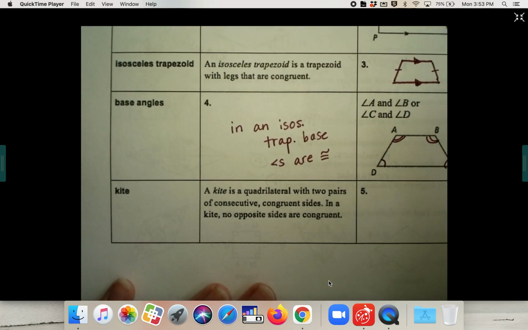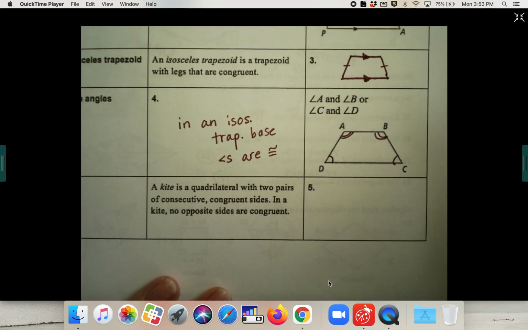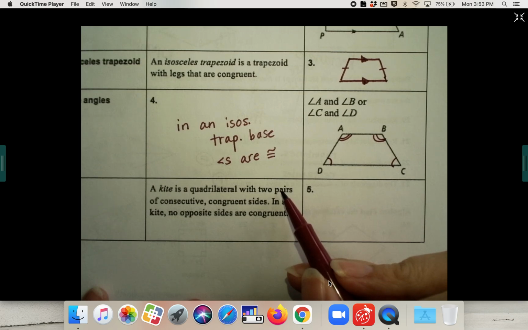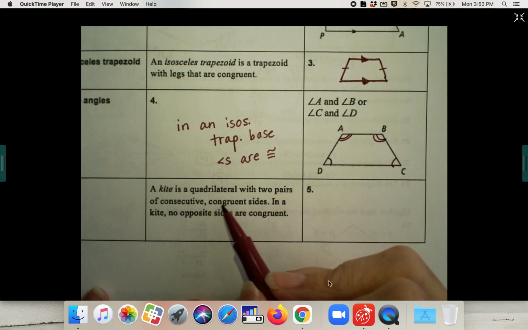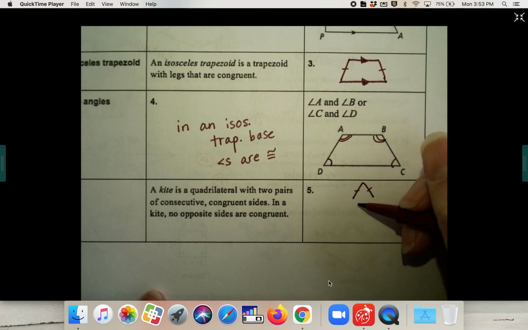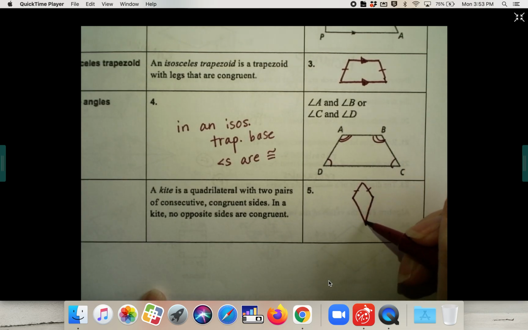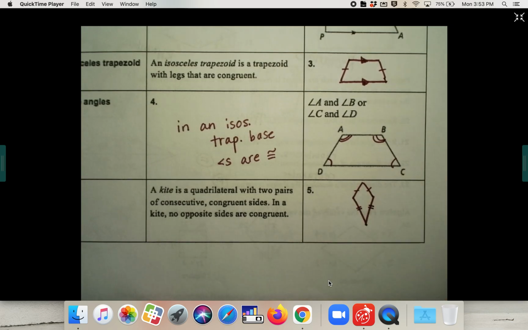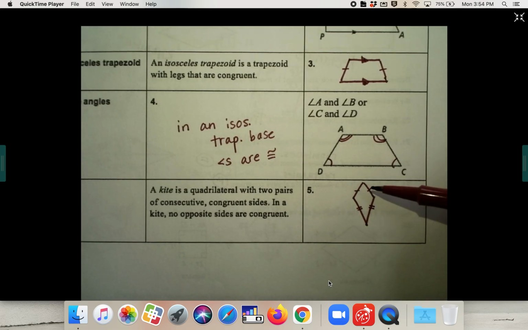Then we're also going to talk today about a kite. A kite is also a quadrilateral, so four sides, but the thing that's cool about it is it has only two pairs of congruent sides, and they're consecutive, which means right next to each other. So these two are next to each other and are congruent, and then these two are next to each other and are congruent to each other. So not all four are congruent. That would make it a rhombus. Just two that are consecutive, and then the other two that are consecutive. No opposite sides are congruent. That would make it a rhombus.